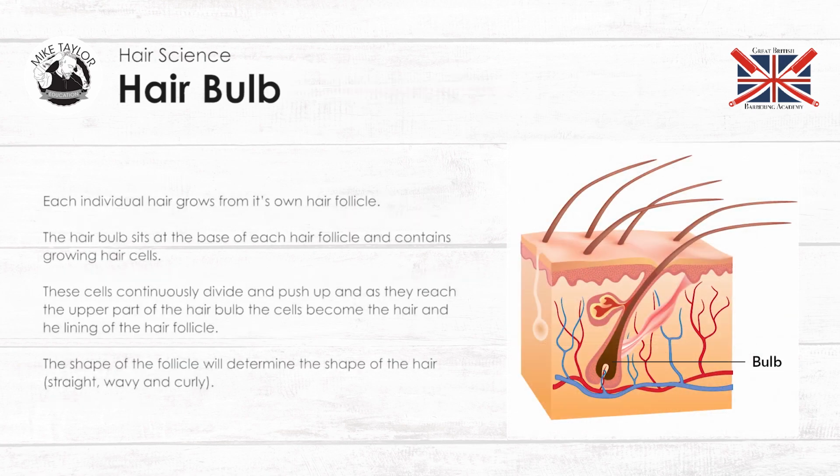The hair bulb. Each individual hair grows from its own hair follicle. The hair bulb sits at the base of each hair follicle and contains growing hair cells. These cells continually divide and push up, and as they reach the upper part of the hair bulb, the cells become the hair and the lining of the hair follicle. The shape of the hair follicle will determine the shape of the hair, whether it be straight, wavy, or curly.